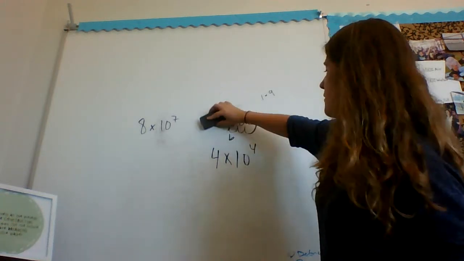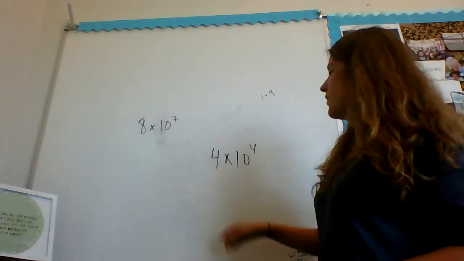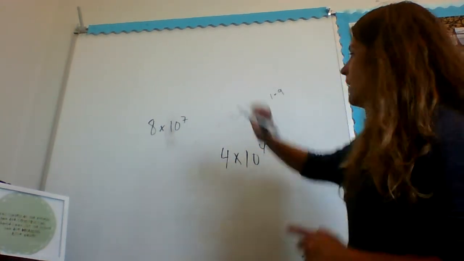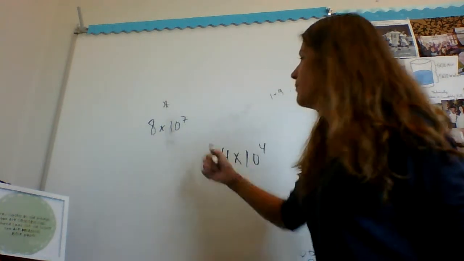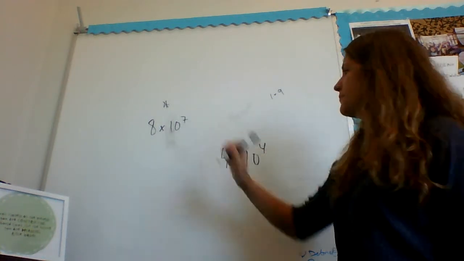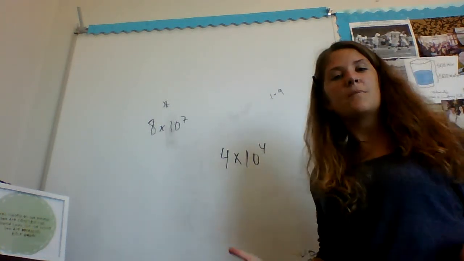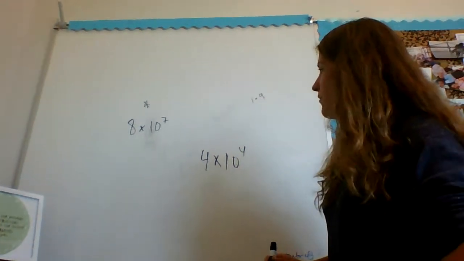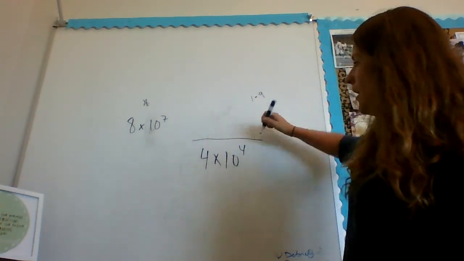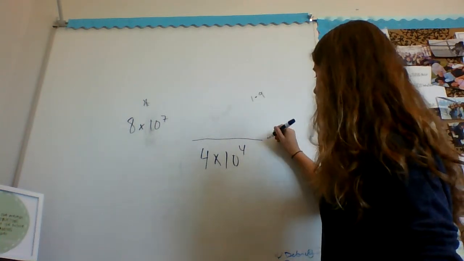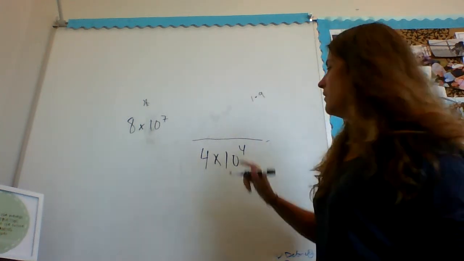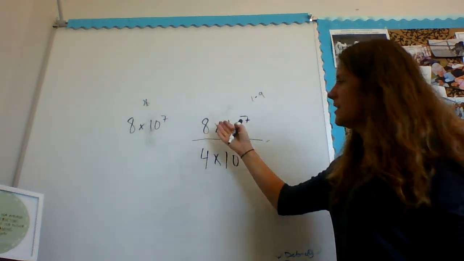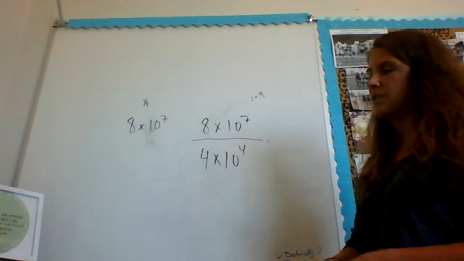Now I can compare my two numbers. Which number is greater, 4 times 10 to the 4th or 8 times 10 to the 7th? Well, I know that this number is greater because it has a larger exponent. Now I want to know how many times greater it is. So I'm going to compare these two numbers. I'll put my bigger of the two numbers on top, and I'm dividing, so I'm going to use a fraction bar because a fraction means to divide. So this is 8 times 10 to the 7th. How many times bigger is 8 times 10 to the 7th than 4 times 10 to the 4th?